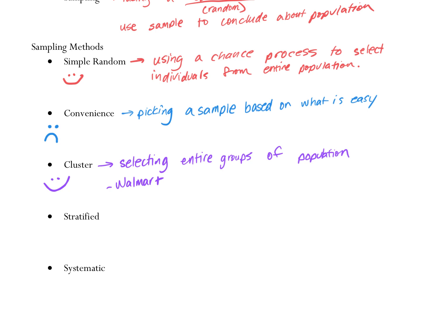So this is a very popular way for companies to gather data. And as long as the stores they select are still randomly selected, it's fine. So with the 100 stores, each store is a group, and they're selecting the entire group out of the store. Make sense? Okay. A stratified sample, another good one, is to divide into distinct groups and then select from each group.